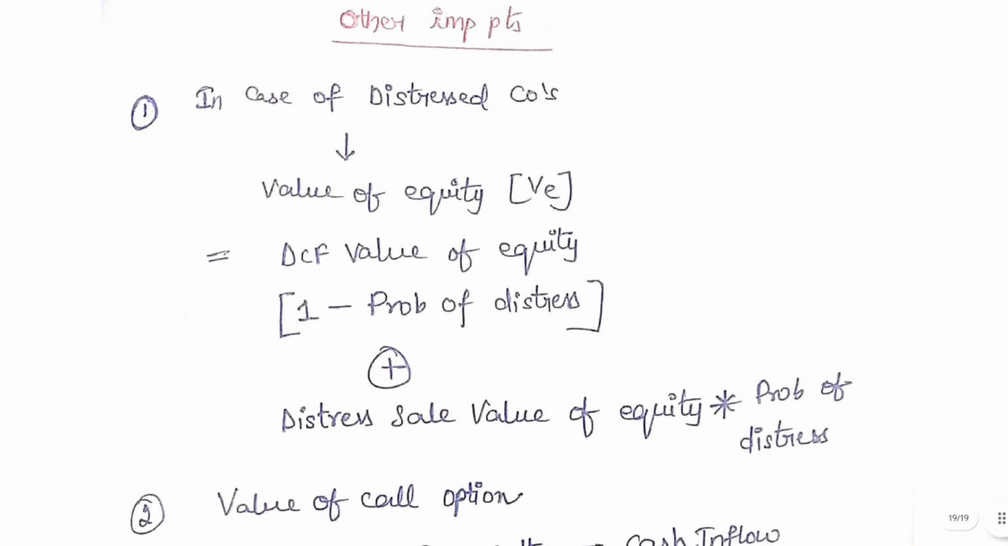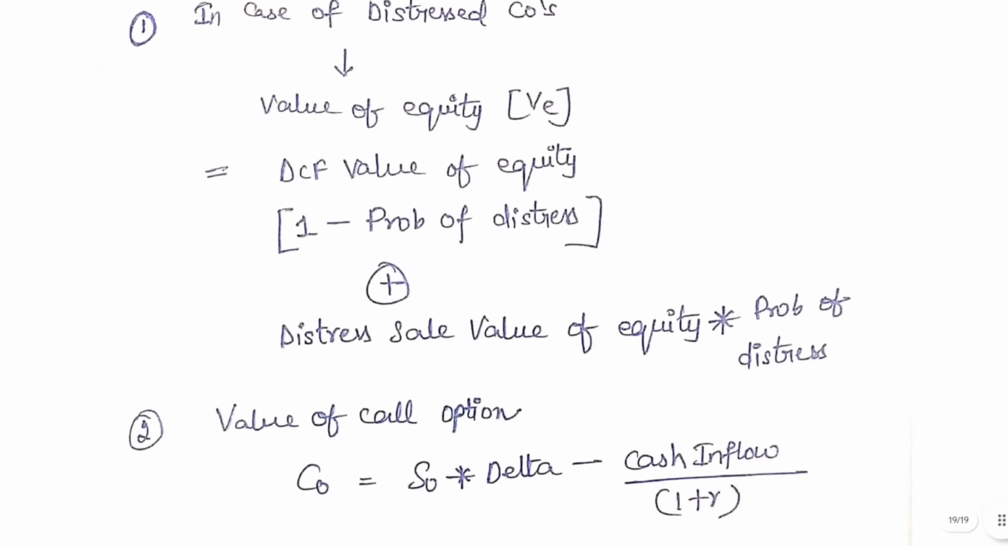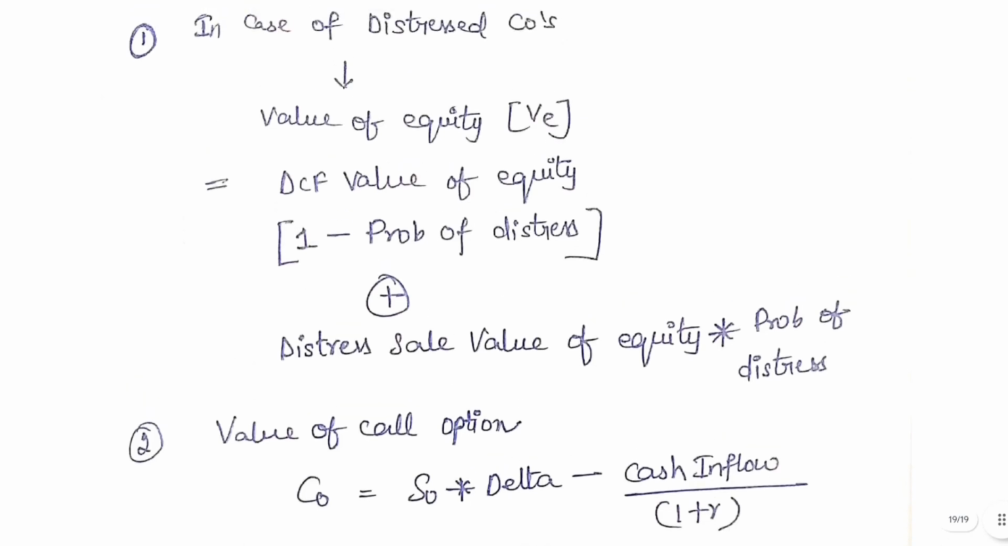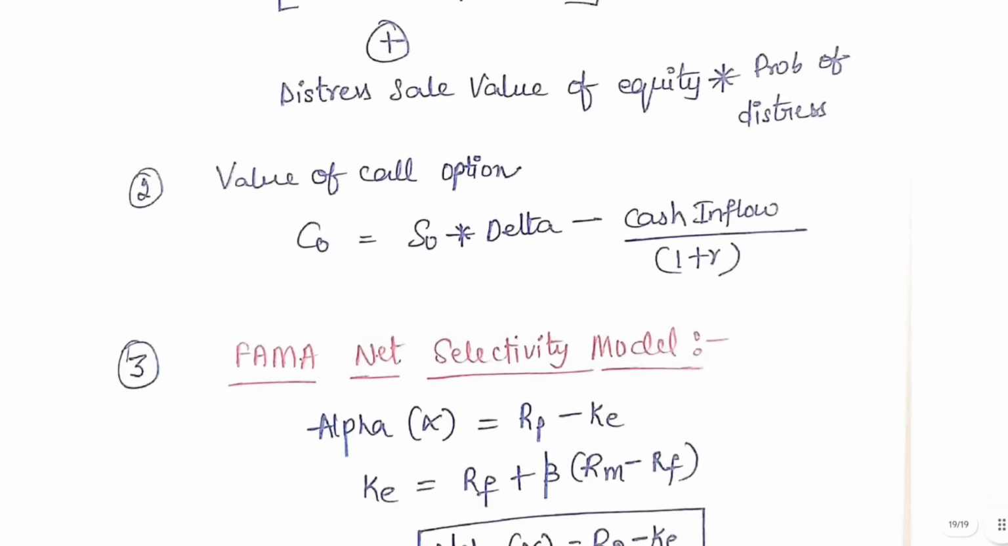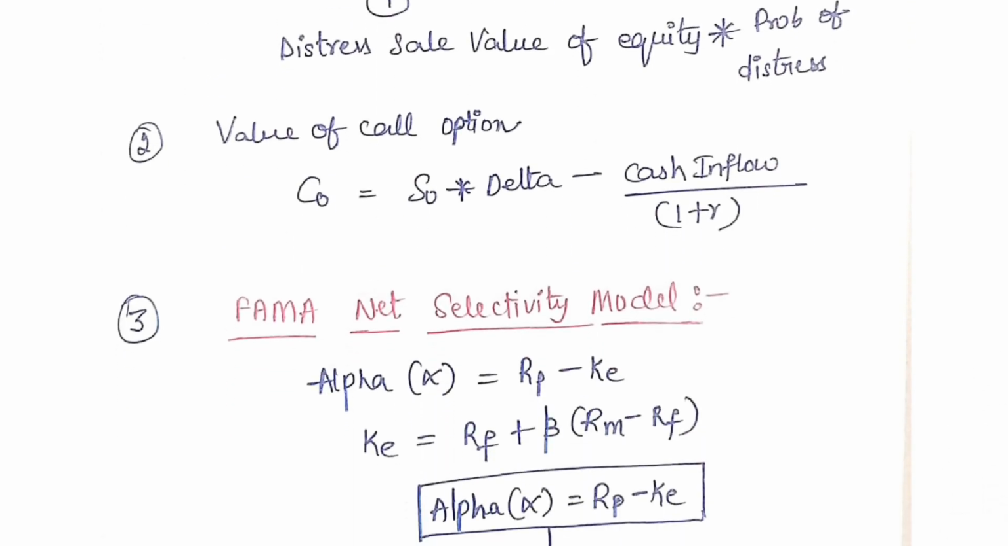Other important points. In case of distressed companies, value of equity equals discounted cash flow value of equity into (1 minus probability of distress) plus distress sale value of the equity into probability of distress. Value of a call option C0 equals S0 into delta minus cash inflow divided by (1 plus R). This is another formula for calculating the value of a call option.